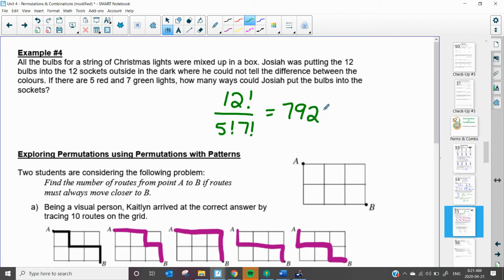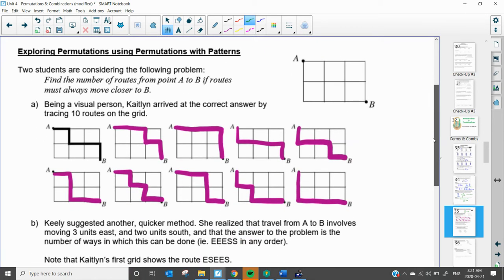Okay, so we're going to look at one more way that we can use permutations, and that's with pathway problems. And so we've got an example here, and it says 2 students are considering the following problem: find the number of routes from point A to point B if the routes must always move closer to B. So no matter what, we can't do any backtracking. So Caitlin's a really visual person. I've seen this in class. She likes to draw lots of pictures, or I think so anyway.